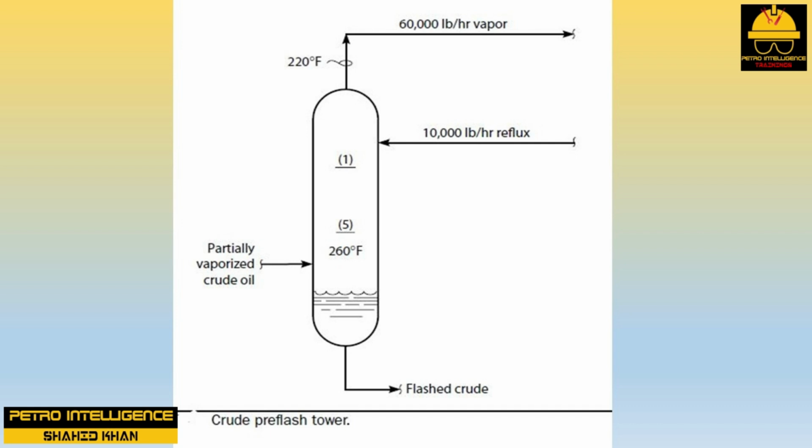Also, while the overhead vapor rate is 60,000 pounds per hour, the top reflux rate is only 10,000 pounds per hour. Consider the following. When the operator raises the top reflux rate, what happens to the weight flow of vapor going to the top tray? Recalling that the external heat input to this tower is constant, do the pounds per hour of vapor flowing to the top tray increase, remain the same, or decrease? The correct answer is increase. But why?